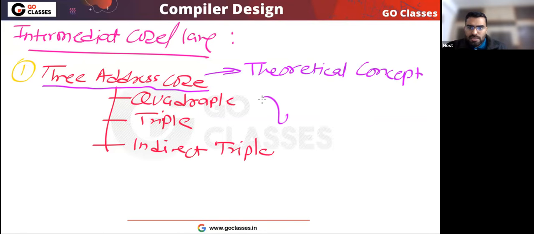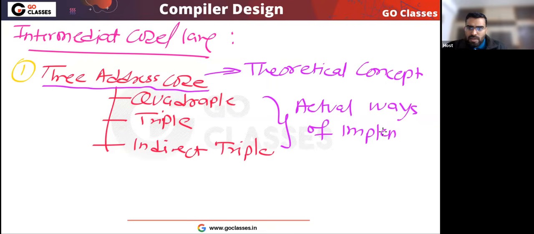And this theoretical concept can be implemented. These are the actual implementations, the actual ways of implementing 3 address code. So if I ask you, can I say 3 address code is intermediate code? Yes. Can I say triple is intermediate code?